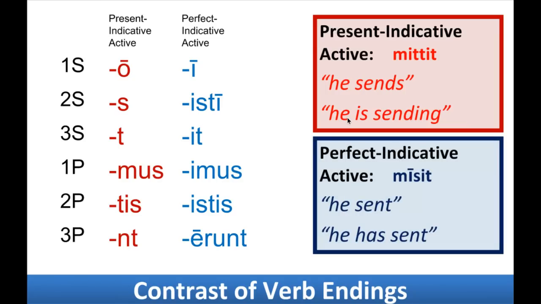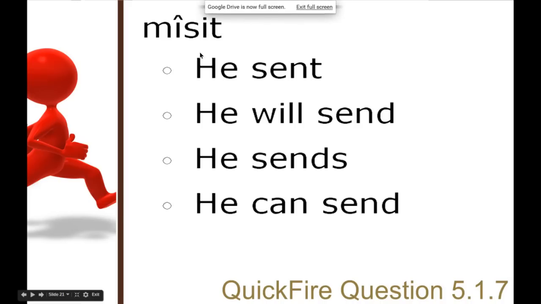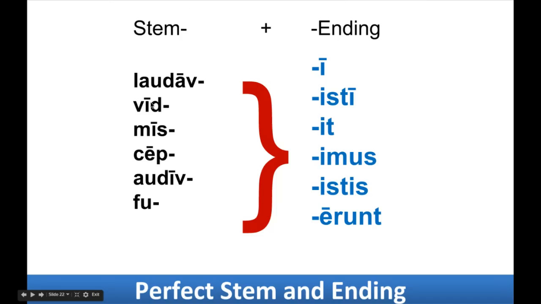Mittit, he sends, is the present. That's what we've worked with so far. But what about how to say he sent or he has sent? That would be the perfect. Misit, you have the perfect stem, and he sent. Now, what's the stem? The endings are all the same in the perfect: i, isti, it, imus, istis, erunt.